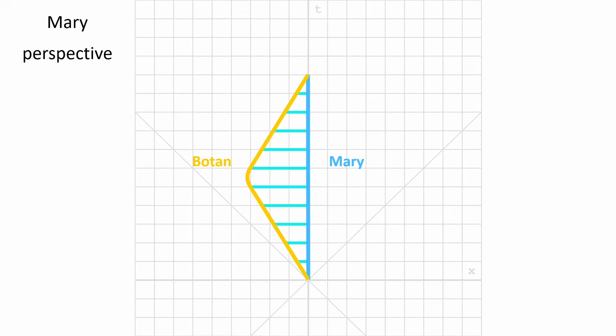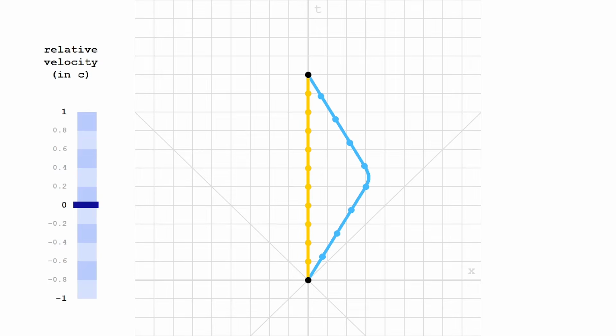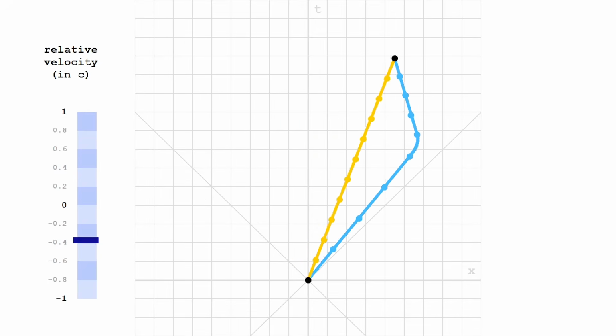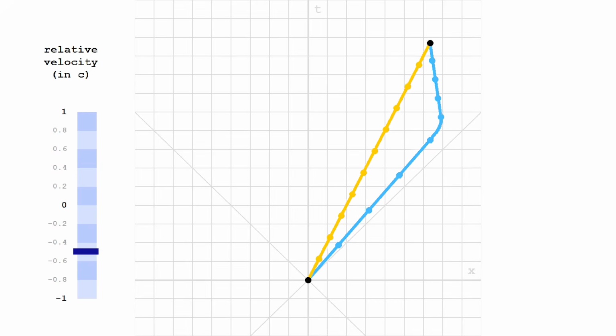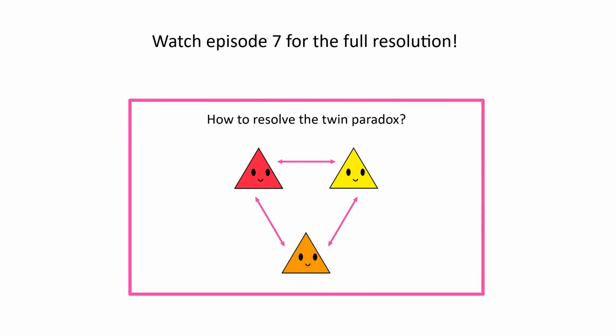But this assumption is only true if you use the slice technique corresponding to the Galilean transform. In relativity, we have to use the Lorentz transform. Unfortunately, we can't use a single transform to derive Mary's reference frame since it's not inertial. So in order to get the full resolution with all its intricacies, make sure to watch the previous episode.